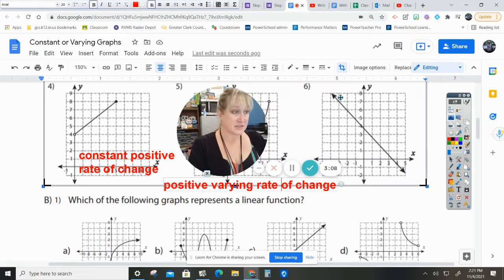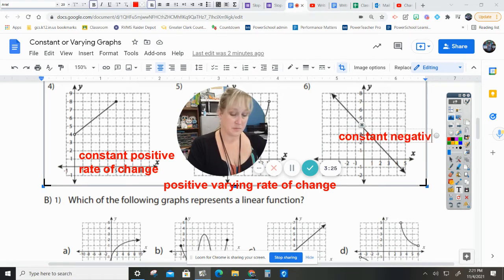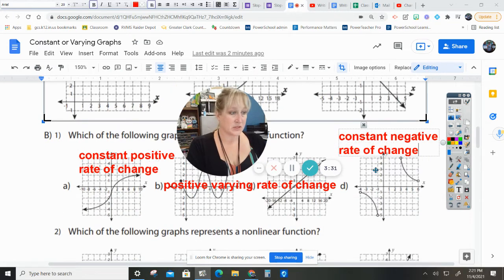Number 6 looks like it is definitely constant because it is a straight line, so it is constant. And since it is going down, that is constant negative rate of change. And we'll continue.